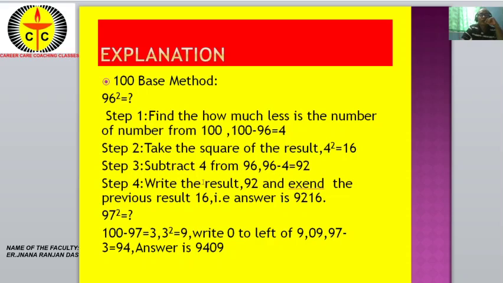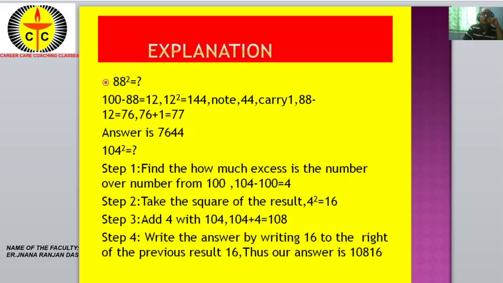Similarly, you can find the square of the number 97. In the case of 97, you find how much less than 100 the number is, that is 3 less than 100, and take the square of 3, that is 9. Write 0 to the left of 9, that is 09. Then subtract 3 from 97, this becomes 94. Then your answer is 9409. Then another number, 88.